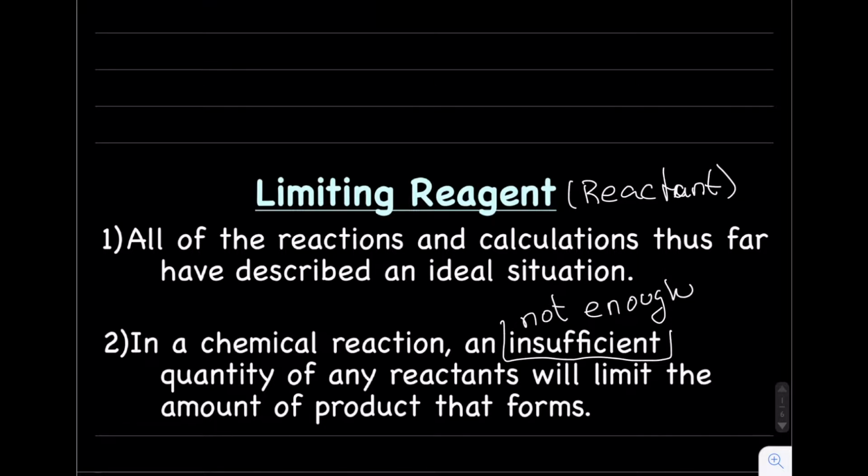So how many peanut butter sandwiches could I make if I have a whole jar of peanut butter, a whole jar of jelly, and 3 pieces of bread? Well, I could make 3 peanut butter sandwiches, even though I have a whole jar of peanut butter and a whole jar of jelly. Why? Because the number of pieces of bread is going to limit how many peanut butter sandwiches I can make. So we have an insufficient amount of bread to make more than 1 peanut butter sandwich.